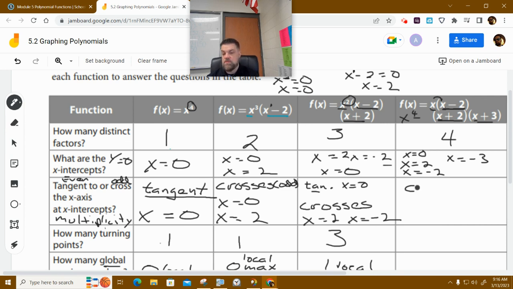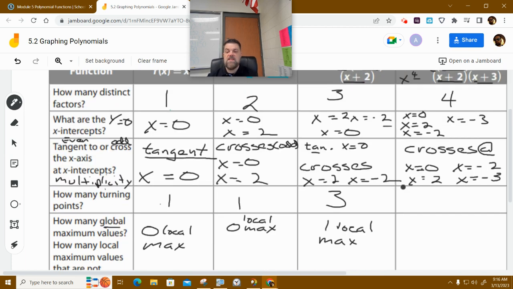cross at x equals 0, x equals 2, x equals -2, and x equals -3. Okay? Then it says, how many turning points will we have? Now this one's not as easy.